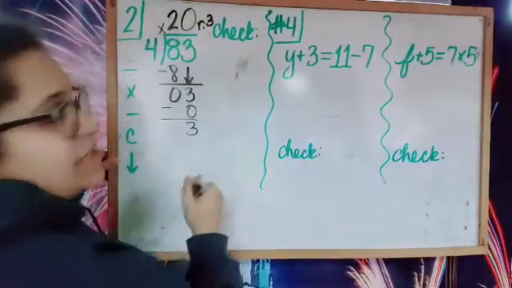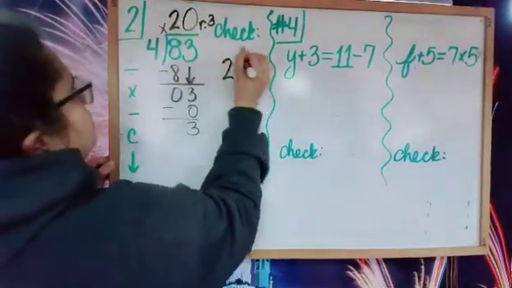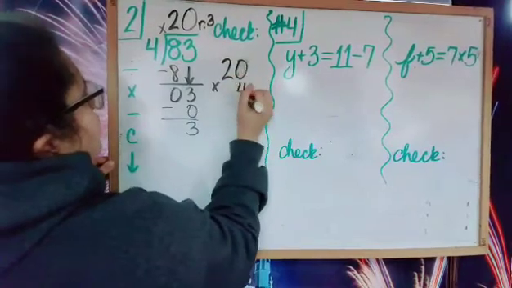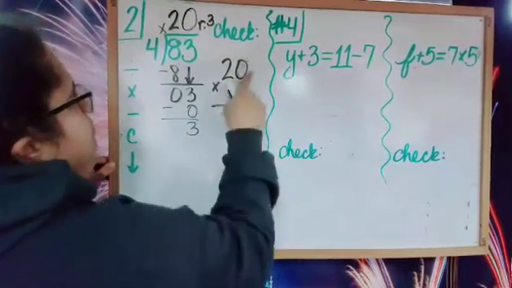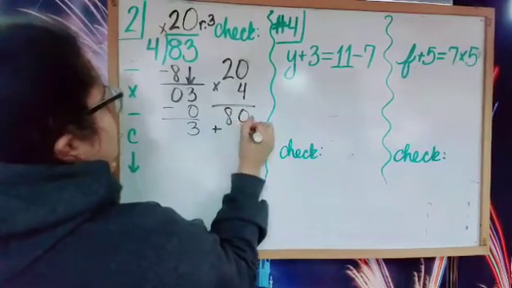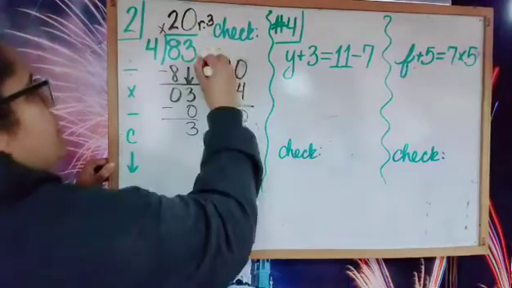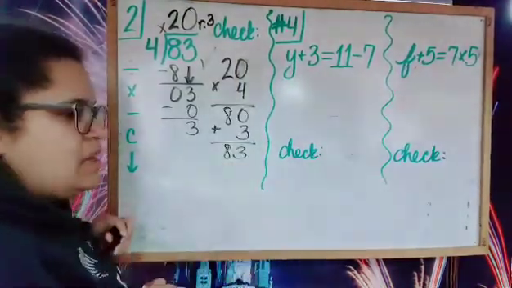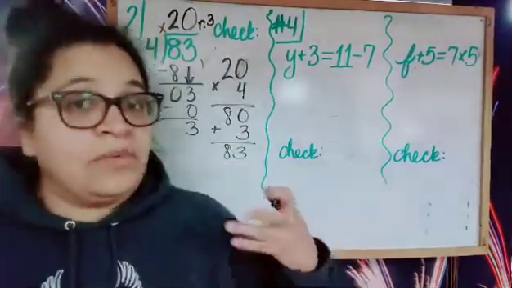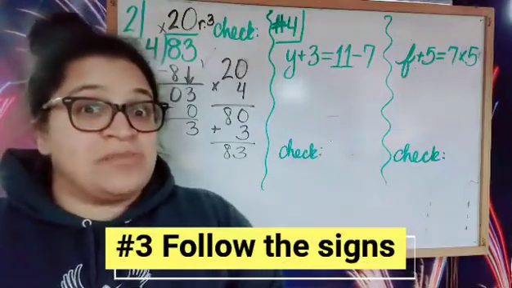Nice job. So we can go ahead and check this by multiplying my quotient times my divisor and then adding my remainder. So 20 times 4. 0 times 4 equals 0. 2 times 4 equals 8. Plus remainder 3 gives me 83. They match.